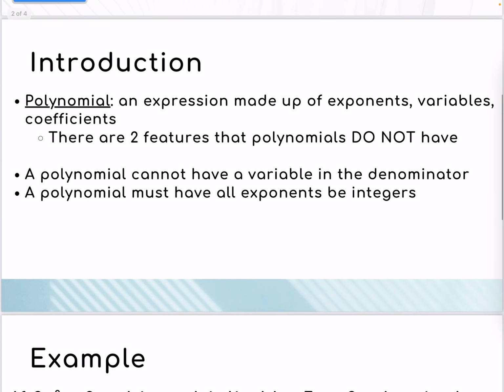Alright, so to start our introduction, a polynomial is an expression made up of exponents, variables, and coefficients. And there are, though, two features that polynomials do not have. A polynomial cannot have a variable in the denominator, and a polynomial must have all exponents be integers, meaning they can't have a fractional exponent. So if you see something that has a fractional exponent, that means it's not a polynomial. So if you're writing this down or taking notes, I would go ahead and note the definition of a polynomial and the things that make a given set of terms not a polynomial, because it'll be important to know as you work through the SAT and you practice for the test.